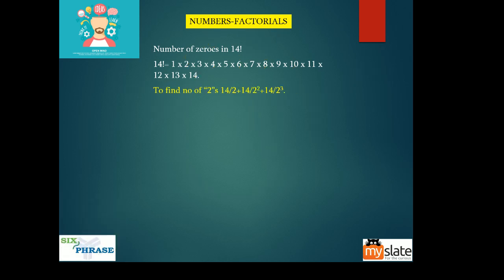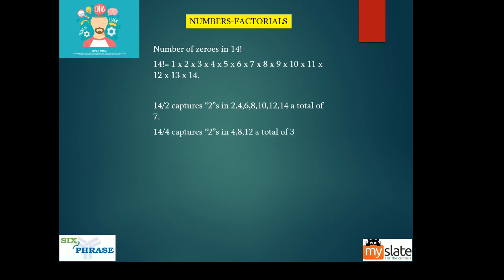Now, to find the number of 2s, I do 14 by 2 plus 14 by 2 square plus 14 by 2 cube. It says here, right? See, 14 by 2 captures 2s in 2, 4, 6, 8, 10, 12, 14, a total of 7. 14 by 4 captures 2s in 4, 8, and 12, a total of 3. And 14 by 8 captures 2s in 8, a total of 1.